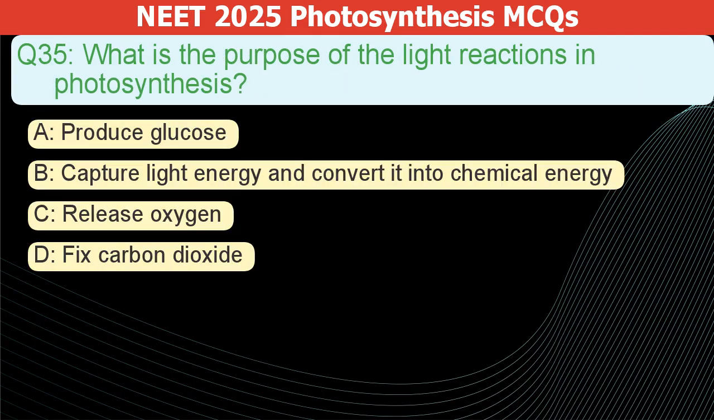What is the purpose of the light reactions in photosynthesis? A. Produce glucose. B. Capture light energy and convert it into chemical energy. C. Release oxygen. D. Fix carbon dioxide.